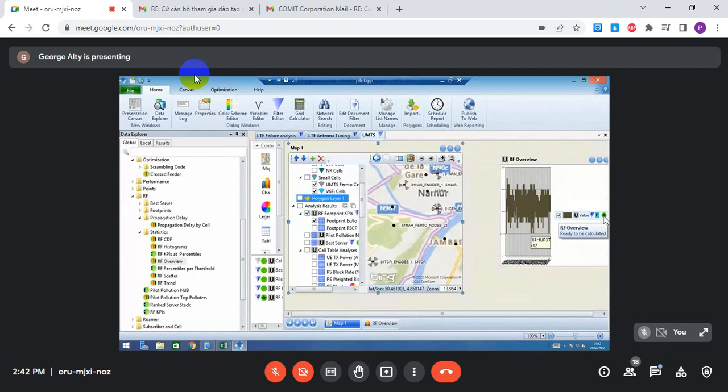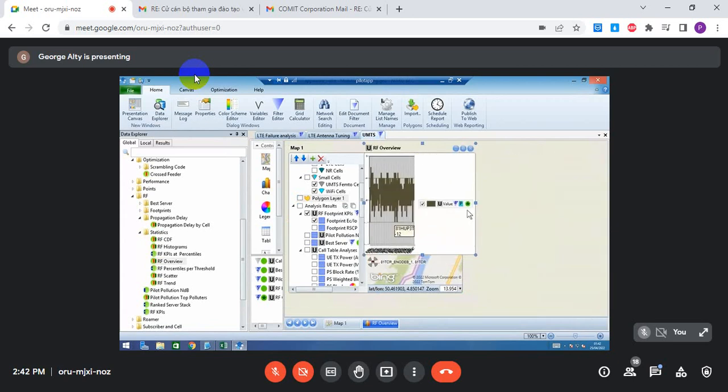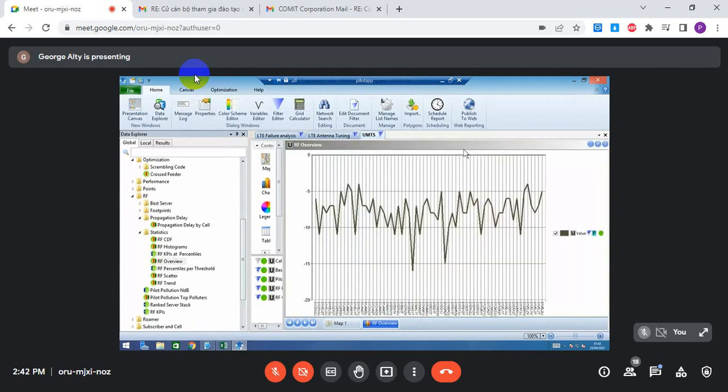You'll see that the filter's been updated. Remember that green with the star in it? It means I've changed the filter. So I'm now going to run that analysis. We should now see the differing RF performance of that group of cells within the polygon. So you can see here which particular cells are being serviced.